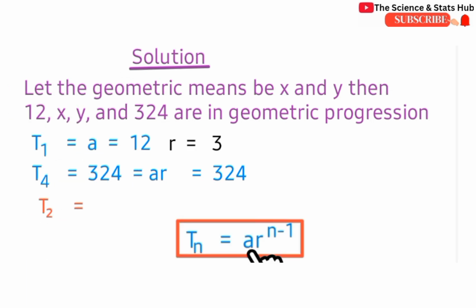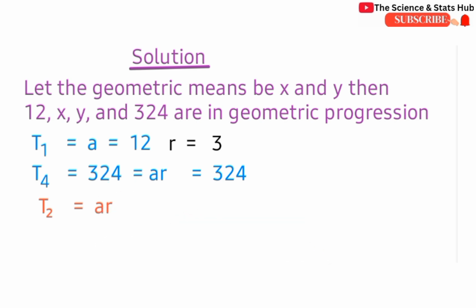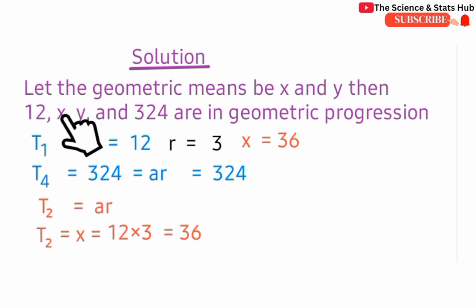Applying the usual formula, T2 will be A R raised to power n minus 1, 2 minus 1. Therefore, the power of R is 1. Now, we're given the value of A being 12 and R being 3. To derive the x value, T2 equals A multiplied by R, 12 multiplied by 3. Therefore, x value is 36.